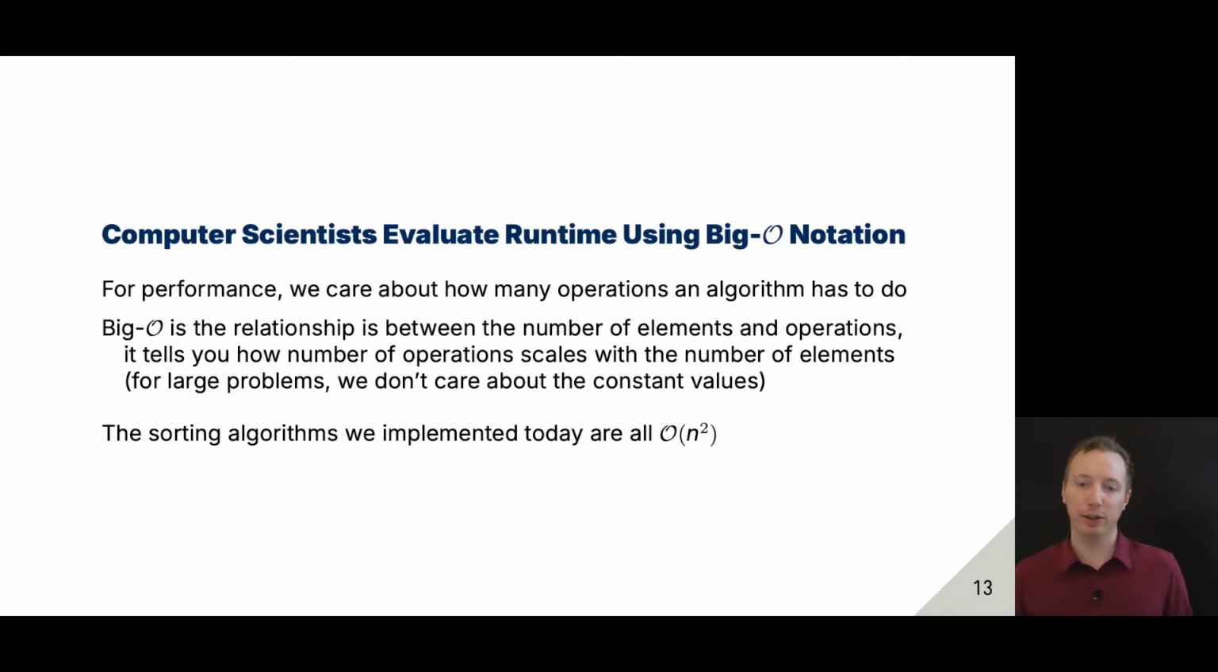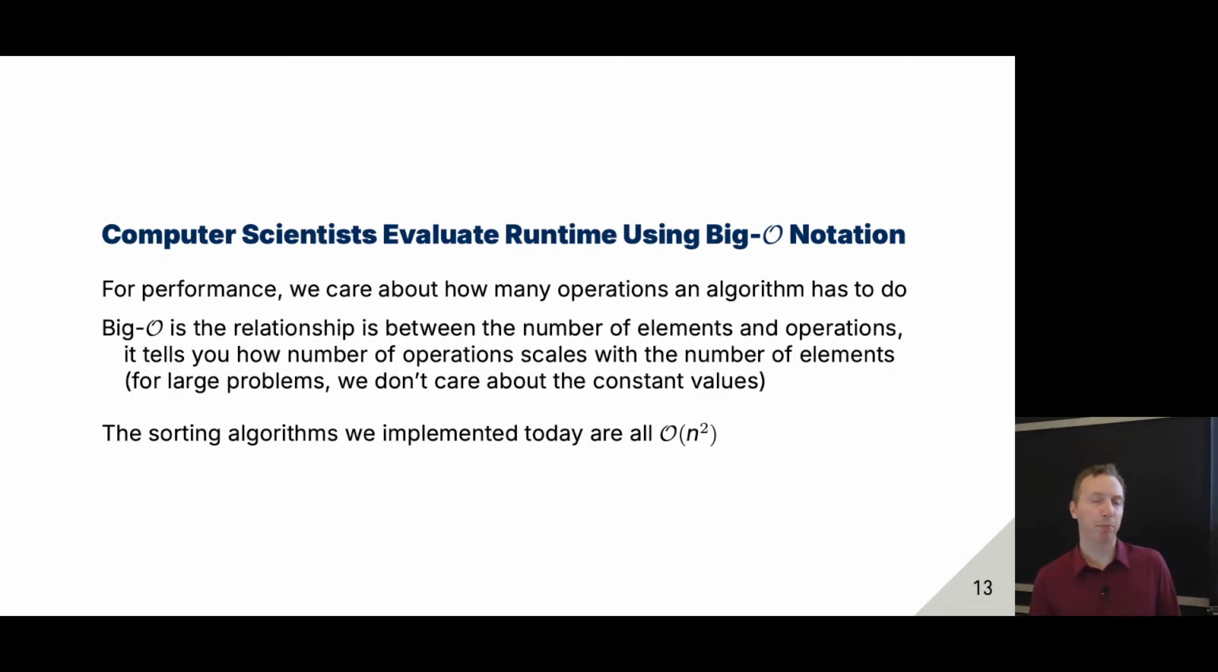So we can take a slight detour to computer science land. Computer scientists evaluate algorithms and runtimes using something called big O notation. For performance, they just care about how many operations an algorithm has to do. They don't care about how long each operation takes. Big O is just the relationship between the number of elements, in this case the number of elements in the array, and how many operations you need to do. You can think of it as a function that takes the number of elements as input and tells you essentially how many operations you have to do.